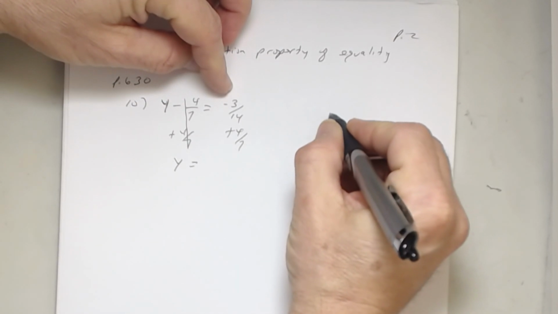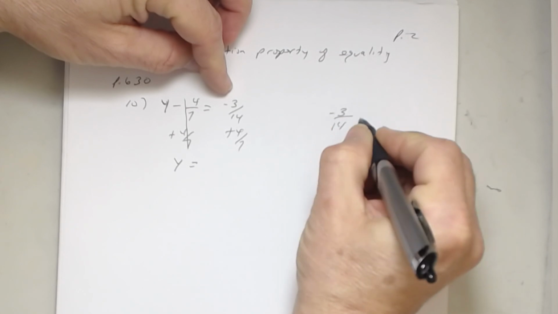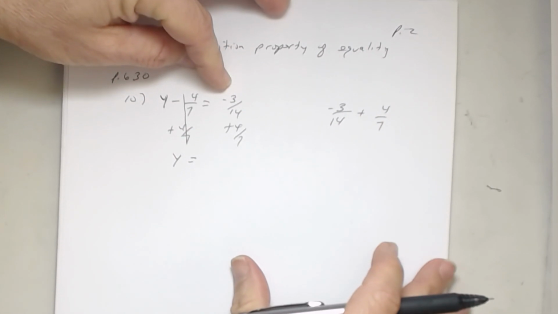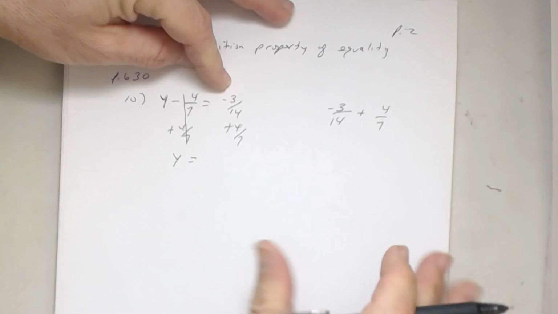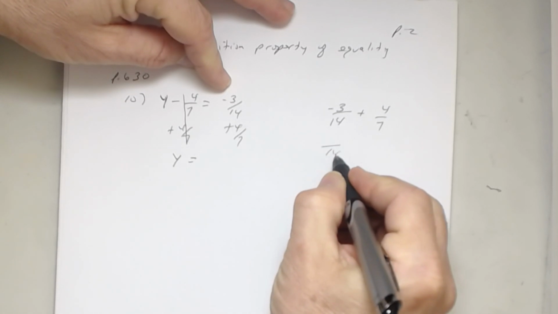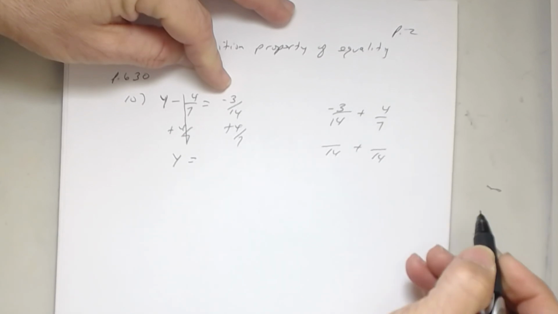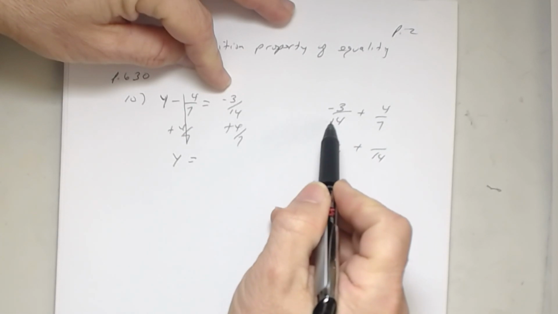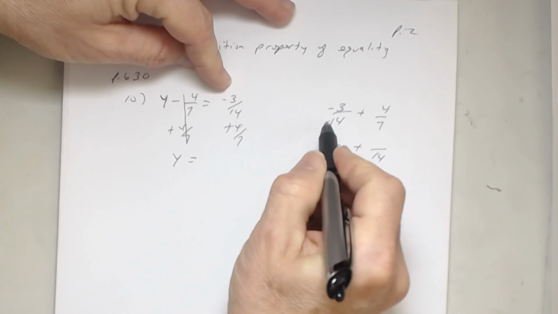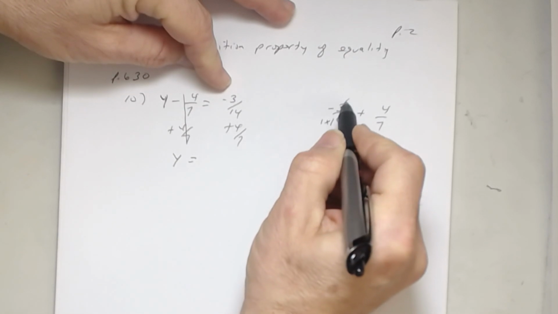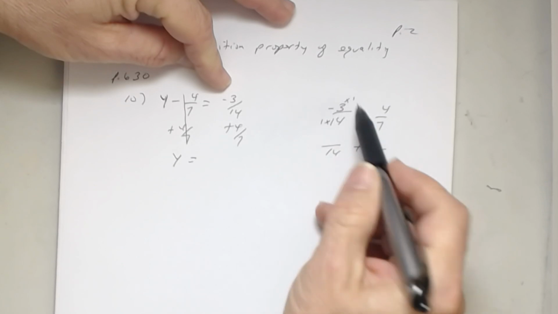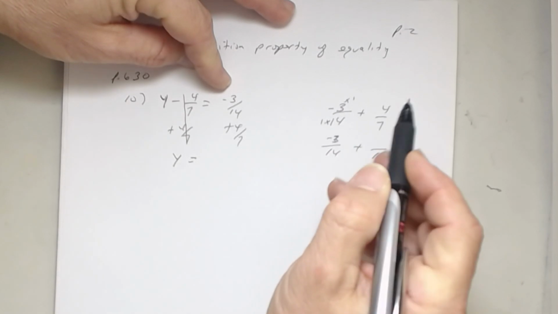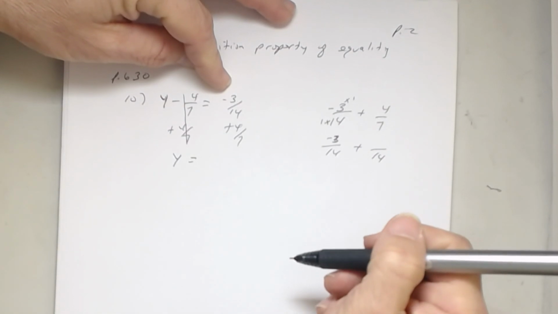So 14. I'm going to rewrite this horizontally like this, and let's do it by hand. So what's the least common denominator? 14. So you write two fractions with that denominator, and now you're going to write equivalent fractions. So 14 times what is 14? What I do to the denominator, I have to do to the numerator. So negative 3 times 1 is negative 3. It makes sense because negative 3/14 is equivalent to itself.